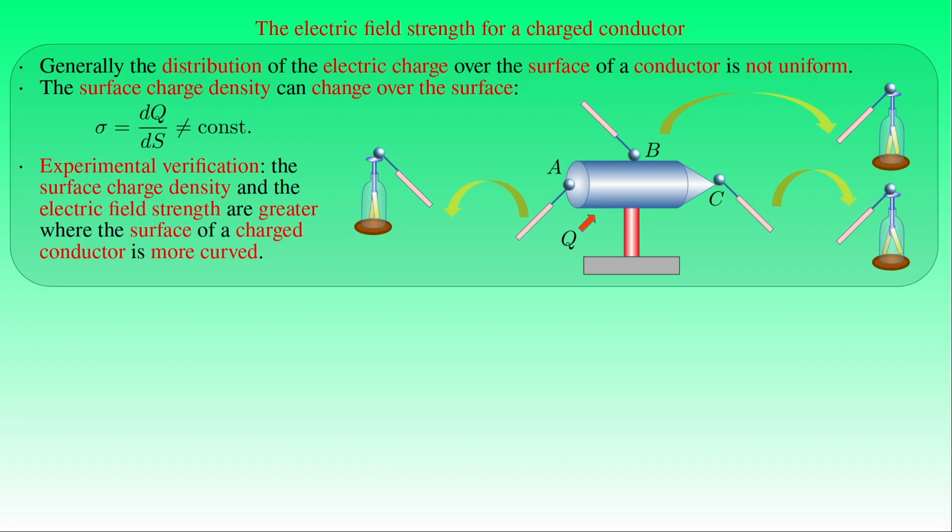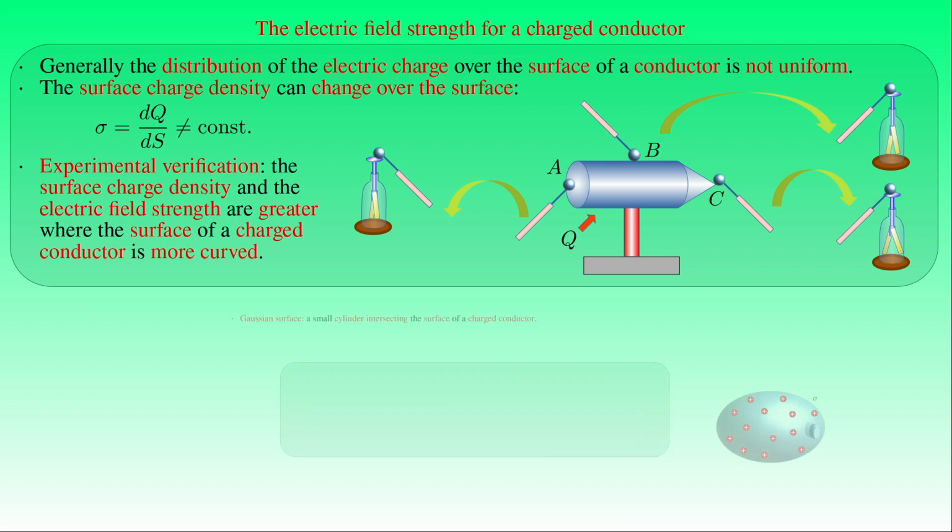More charge is brought from the point B to the sphere in the second case, where the point B is on the curved surface of the cylinder. The greatest amount of charge is attained by the sphere in the third case, since the point C is at the top of the conducting cone. In the next step we will determine the explicit relation between the electric field due to the charged conductor and the surface charge density on the conductor.